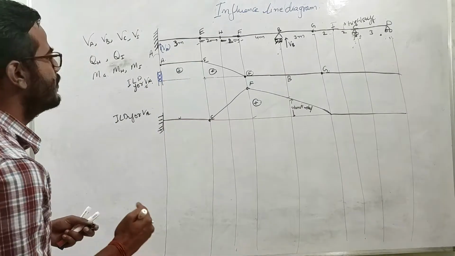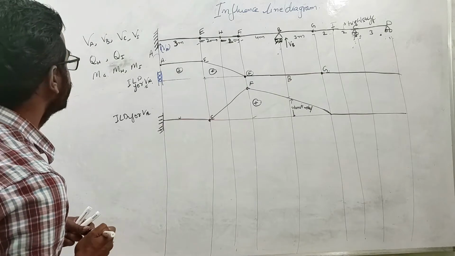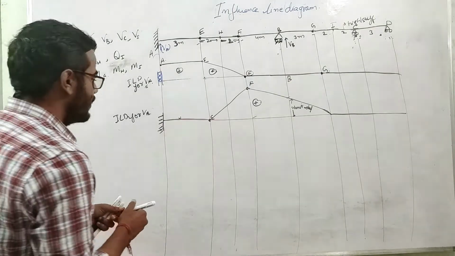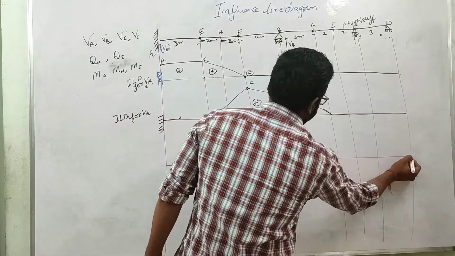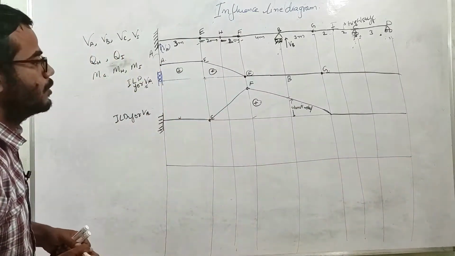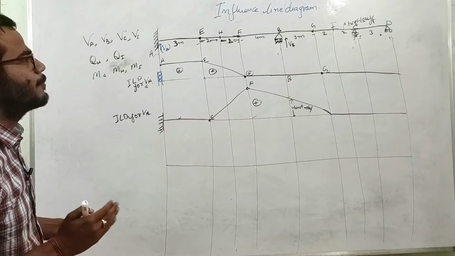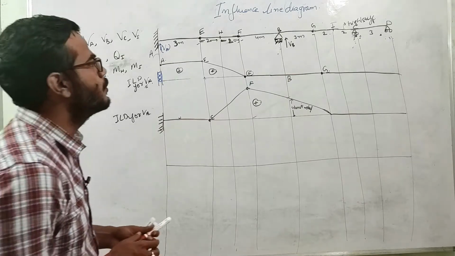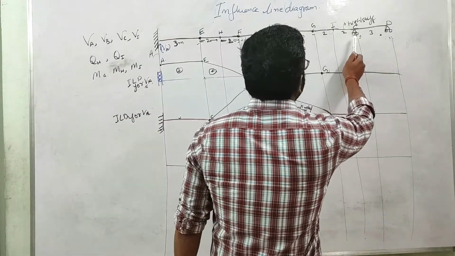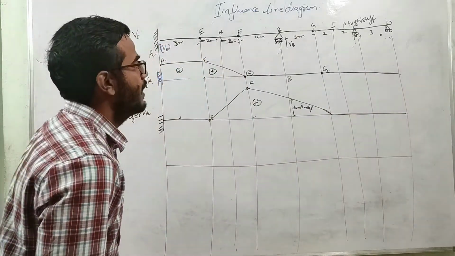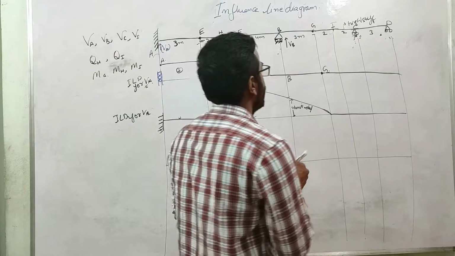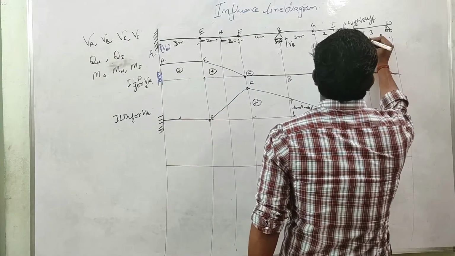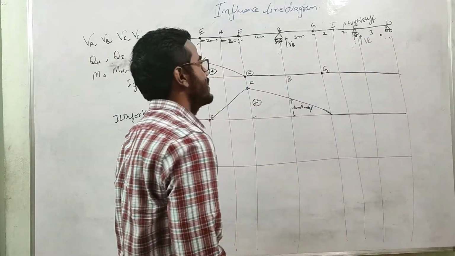Now we will see what will be the influence line diagram for the VC component, that is the vertical reaction at point C. To draw the influence line diagram for vertical reaction at point C, what we need to do? We need to release the vertical reaction at point C, and we need to give some unit deflection along this C reaction. So let us suppose this is VC, which direction is upward.